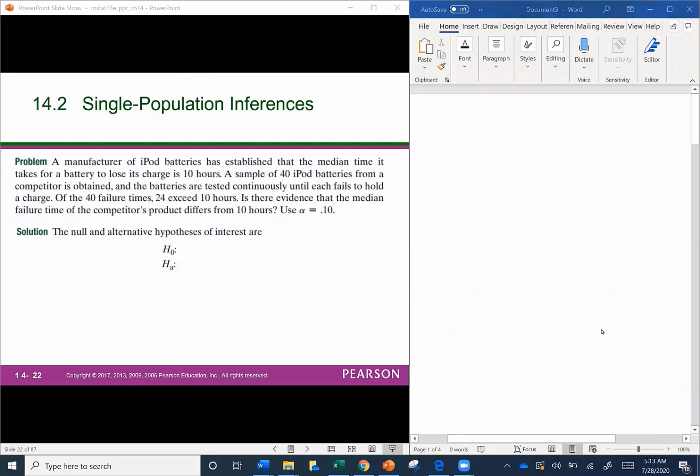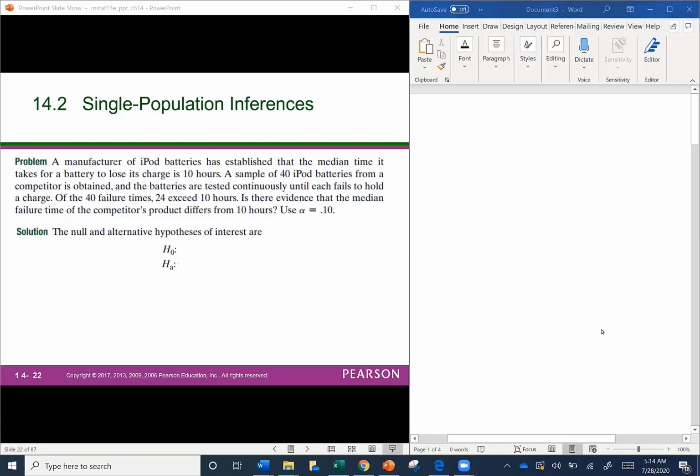Simple population inference about the median of a population when my sample size is greater than 10. A manufacturer of iPad batteries has established that the median time it takes for a battery to lose its charge is 10 hours. A sample of 40 iPad batteries from a competitor is obtained, and the batteries are tested continuously until each fails to hold a charge.